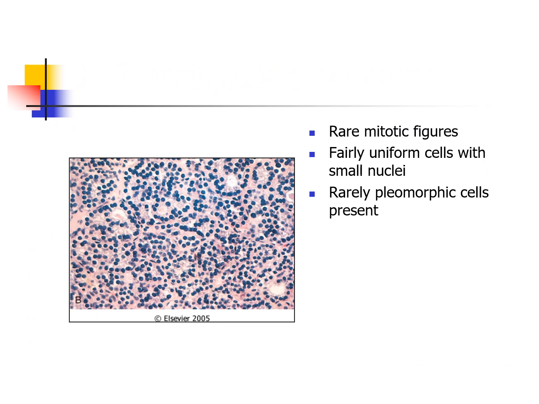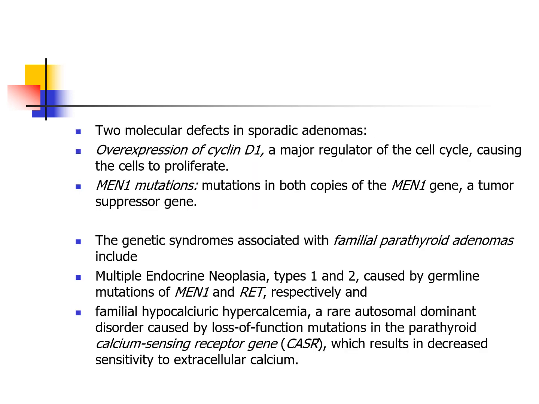Under high power, you can see the parathyroid adenoma is composed of fairly uniform cells with small nuclei. Rare pleomorphism is seen and mitotic figures are rarely seen. Two molecular defects are seen in sporadic parathyroid adenomas. The first one is overexpression of cyclin D1, which causes the cells to proliferate. The second one is MEN1 mutation, a tumor suppressor gene.